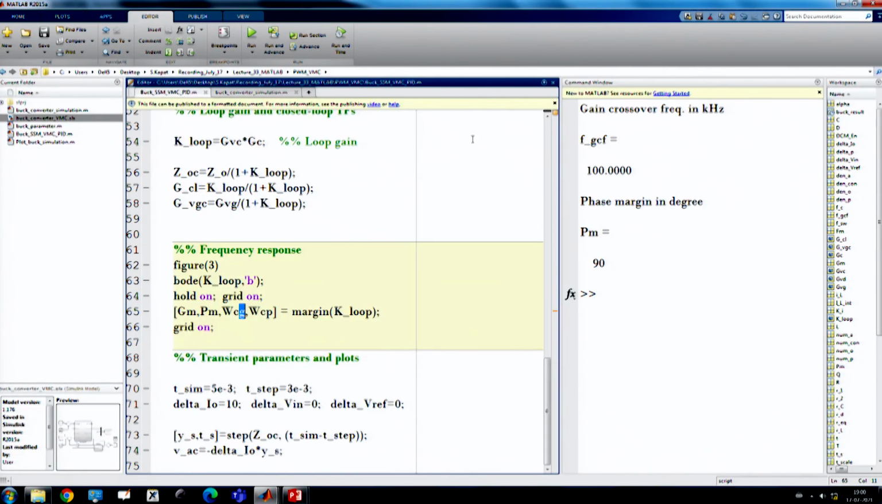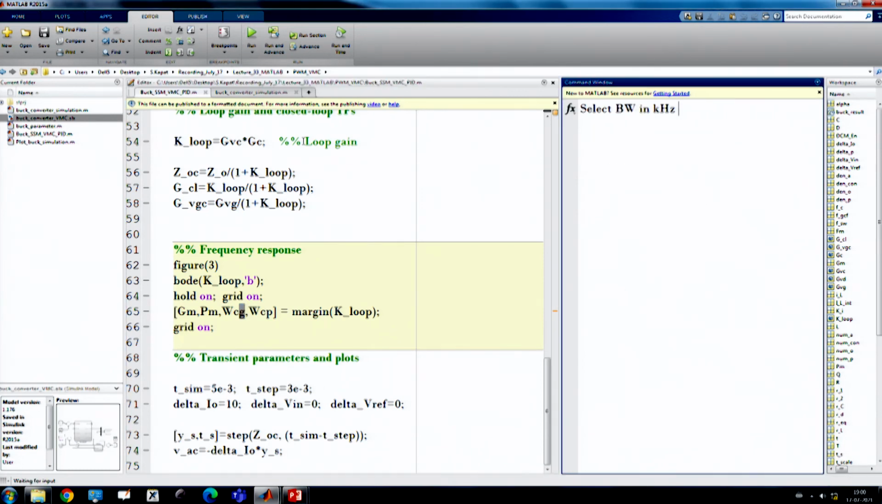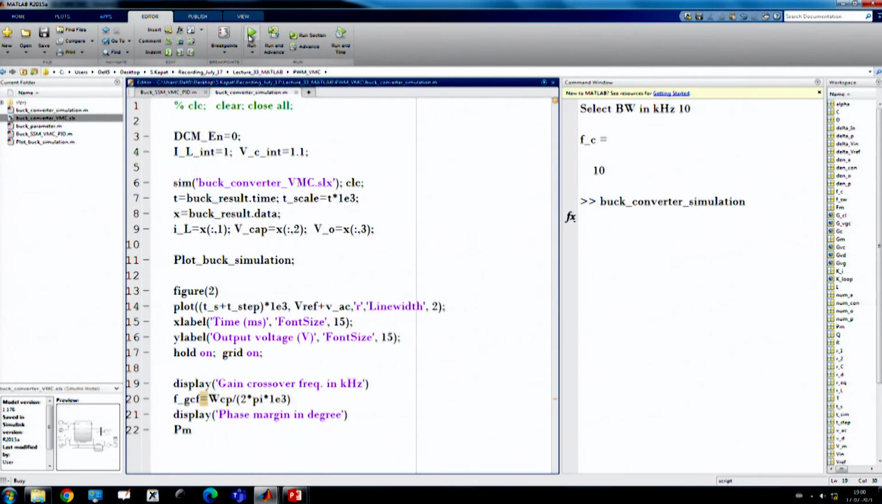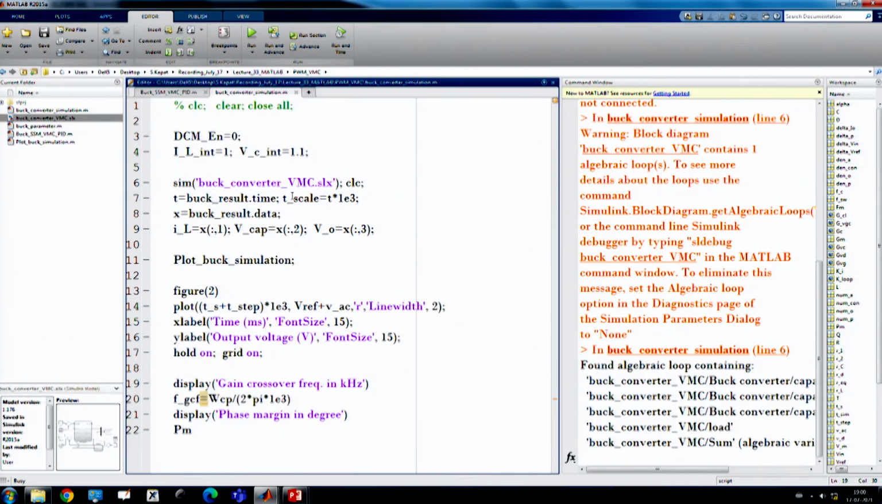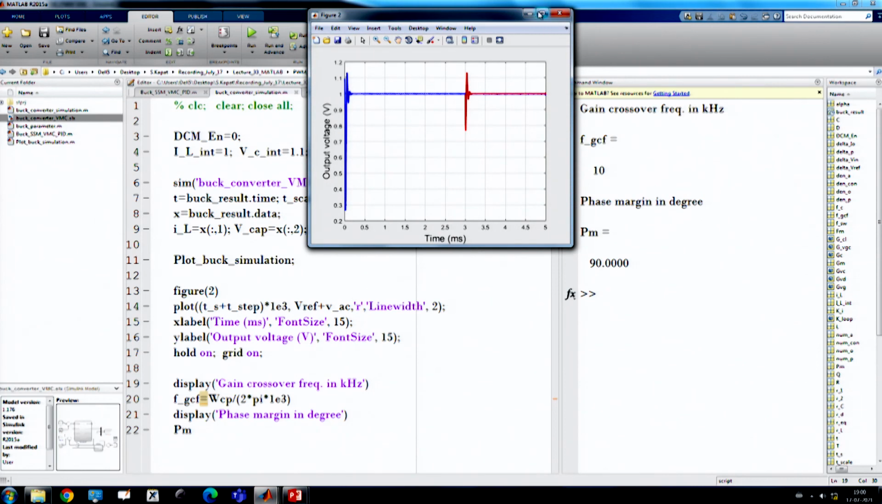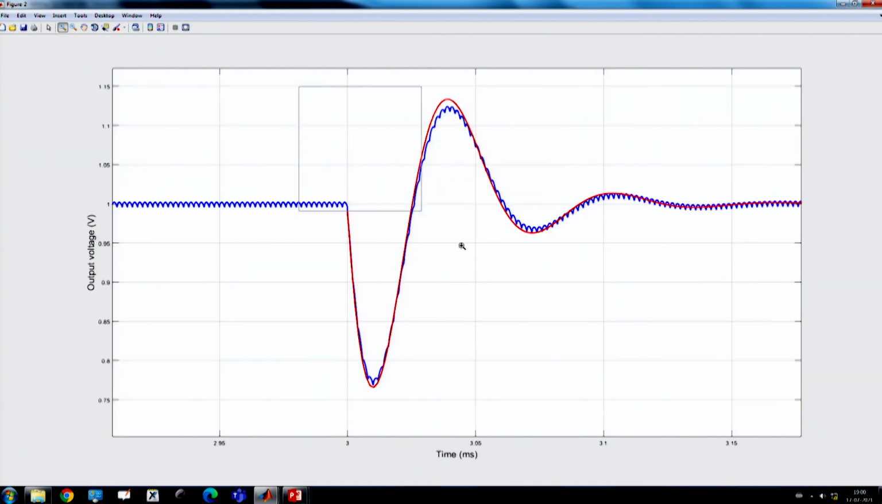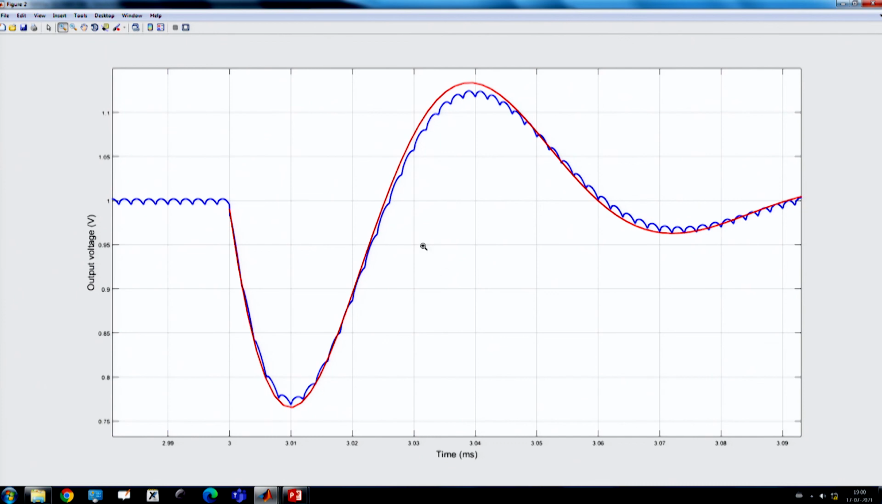If we further reduce to 1/10, let us say we are making 1/10, so it is 150, that means 10 kilohertz, then we want to see how far they are matching for the load transient performance. So, in this case you will find they are matching quite accurately, not accurately, because there is still some deviation.